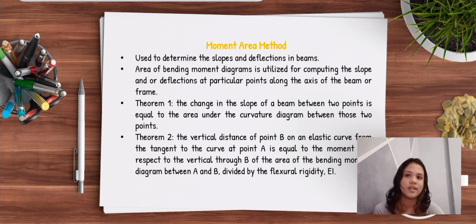Theorem 2 states that the vertical distance of point B on an elastic curve from the tangent to the curve at point A is equal to the moment with respect to the vertical through B of the area of the bending moment diagram between A and B, divided by the flexural rigidity, EI.